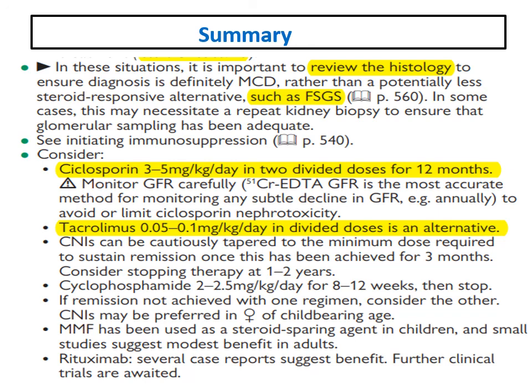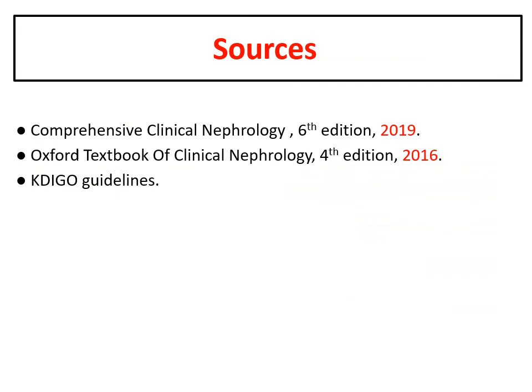السي ان اي بينفعوا في الفريكوينت ريلابسرز والستيرويد ديبندنت والستيرويد ريزيستنت. وما تنساش إن السايكلوفوسفاميد بيبقوا بريفيرد في الفريكوينت ريلابسرز، ولكن النتائج بتاعتهم نوت بريفيرد غالبا في الستيرويد ديبندنت، يعني في التشيلدرن بالذات. طبعا احنا السورس بتاعتنا comprehensive والأوكسفورد والكيديجو guidelines.